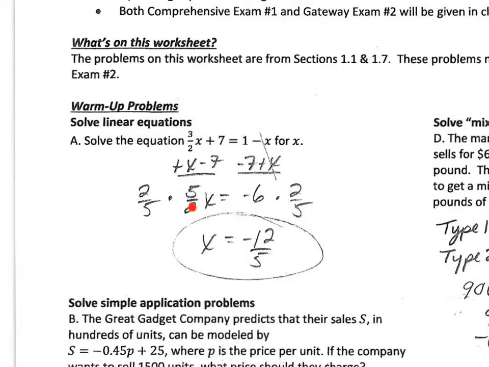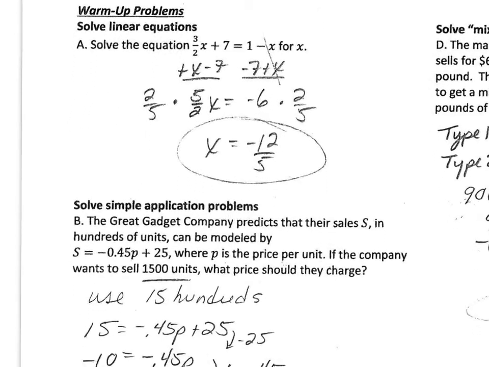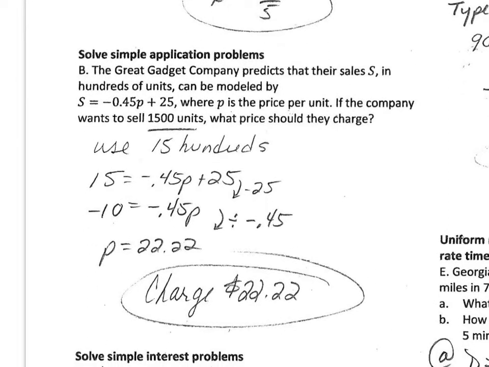To do that, we multiply by the reciprocal 2/5, that divides out. -6 times 2/5 is -12/5. You can substitute that back into the equation and see that it is indeed true. So that's it for the first one, and I do recommend you do the variable and number shift at the same time. Sorry, a little crazy moving this up.